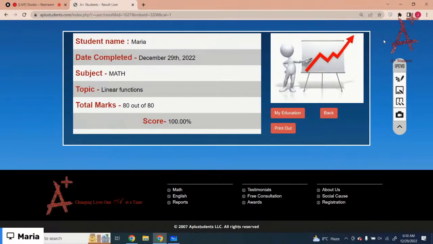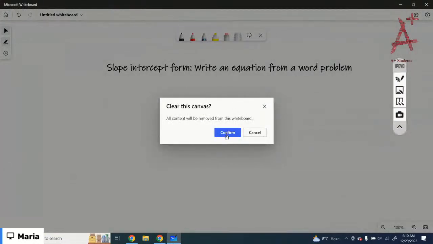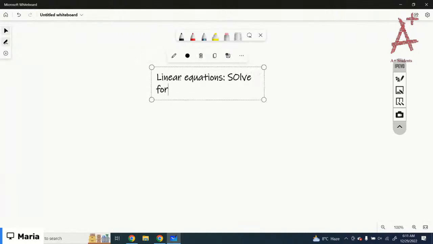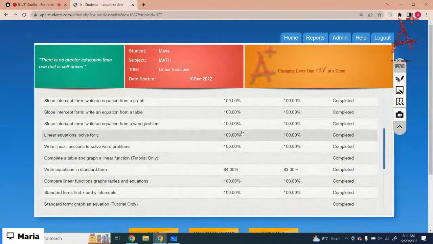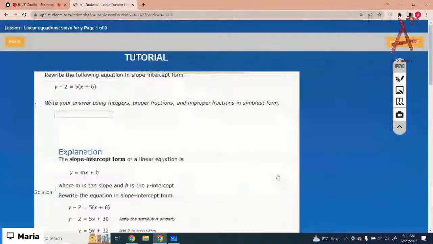So the next lesson is linear equations solve for y. Let me just write down the lesson name. Linear equations solve for y. Okay, so here is the lesson name, linear equations solve for y. So let's just start with the practice questions.